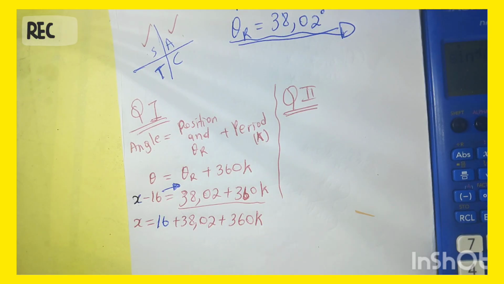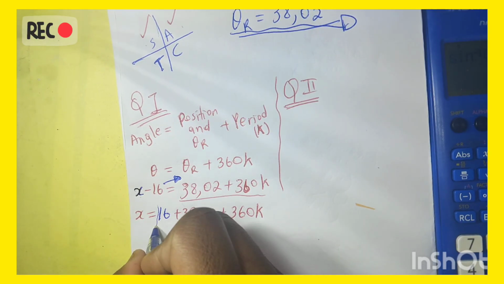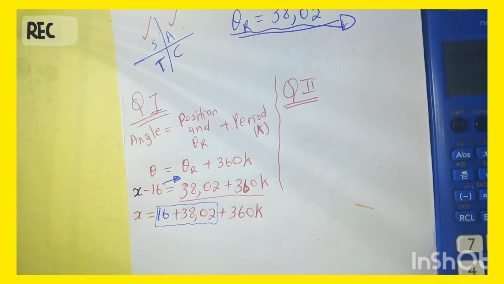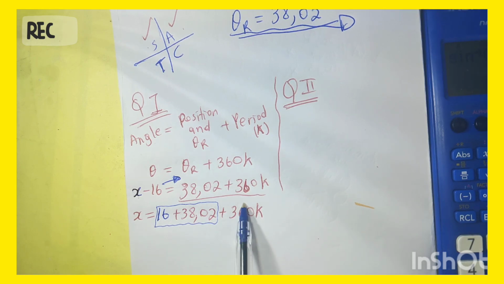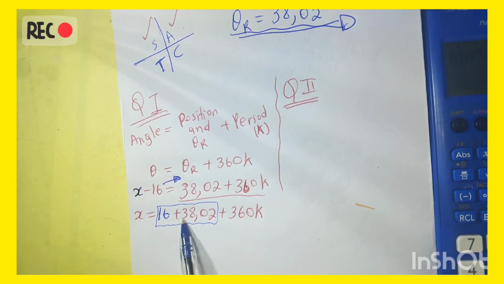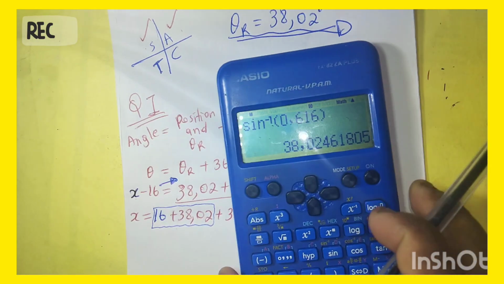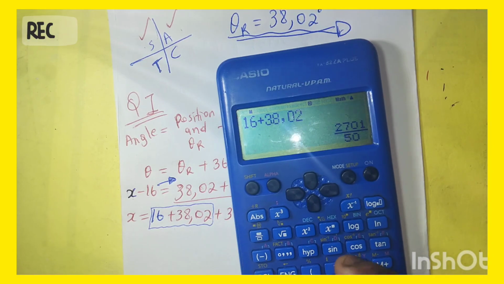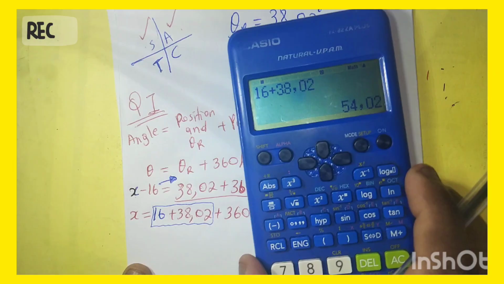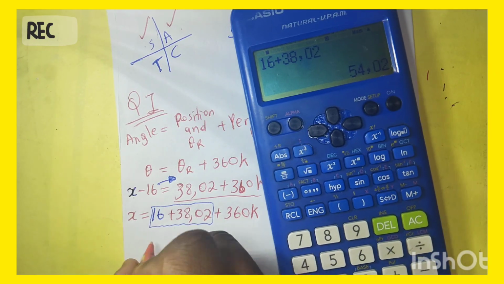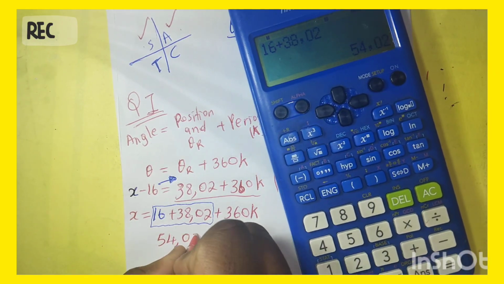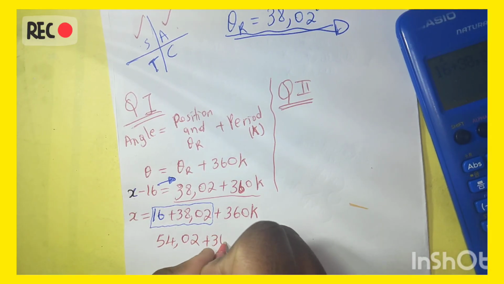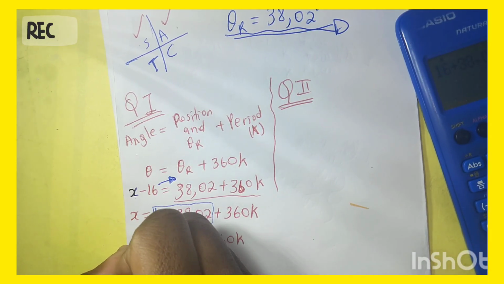360k. Do you see? And now, guys, this is a number to a number. I can press this on my calculator, but this one I can't press, because it has k, meaning I can't press that. This one doesn't have k. These are just a number to a number. So let's press a number to a number: 16 plus 38,02, which should give me a number. It is 54,02. And now I can just put this one here, and here it's x.